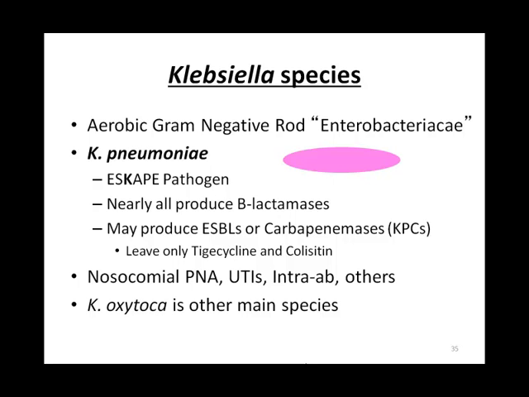Klebsiella is our second main player. What I like to say is wherever there's E. coli, there's Klebsiella right behind it. It's one of what we call the ESCAPE pathogens, a notation we'll talk about a little later that highlights some of the more resistant bacteria. Nearly all of these produce beta-lactamase, and as I've mentioned before, they might produce the ESBLs.